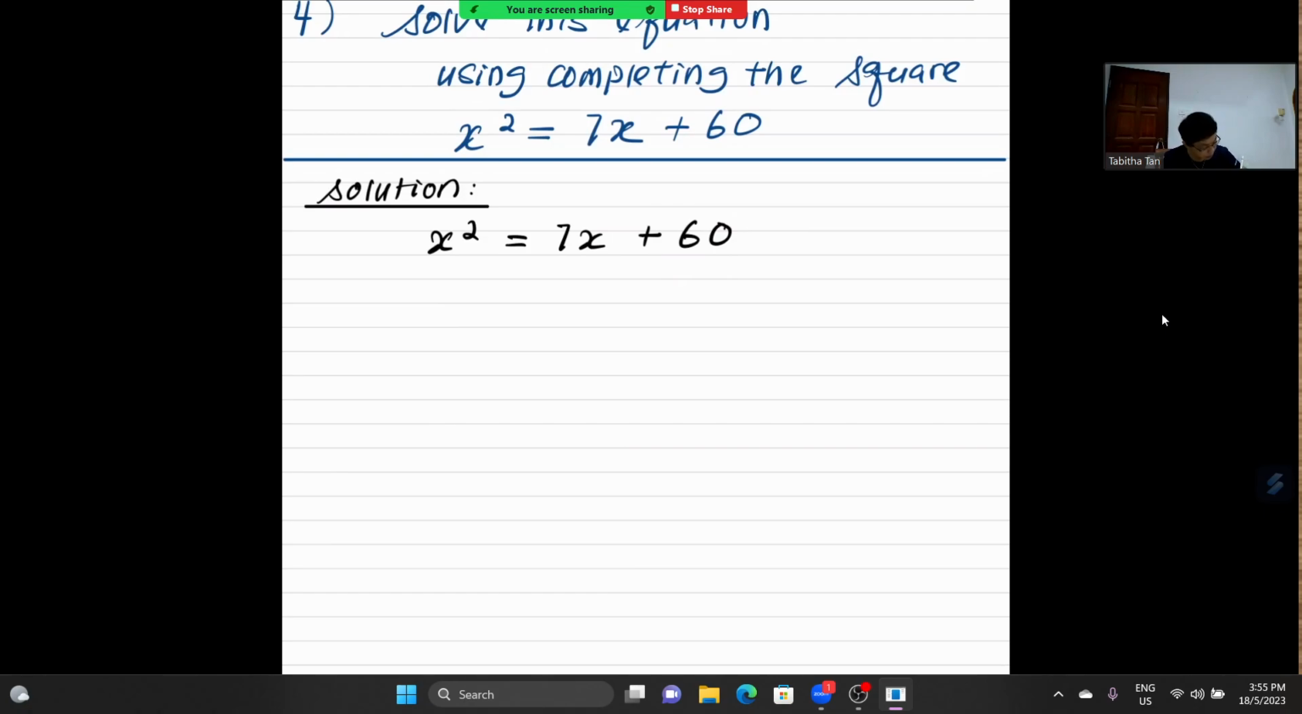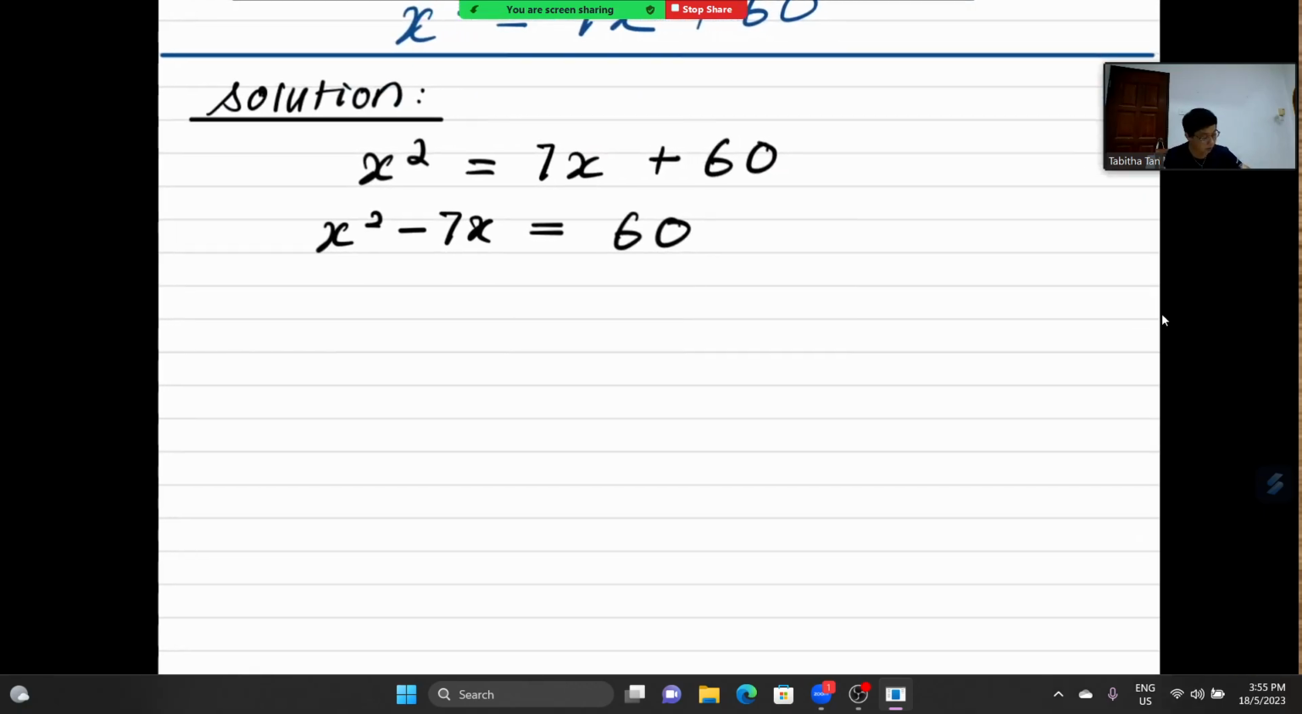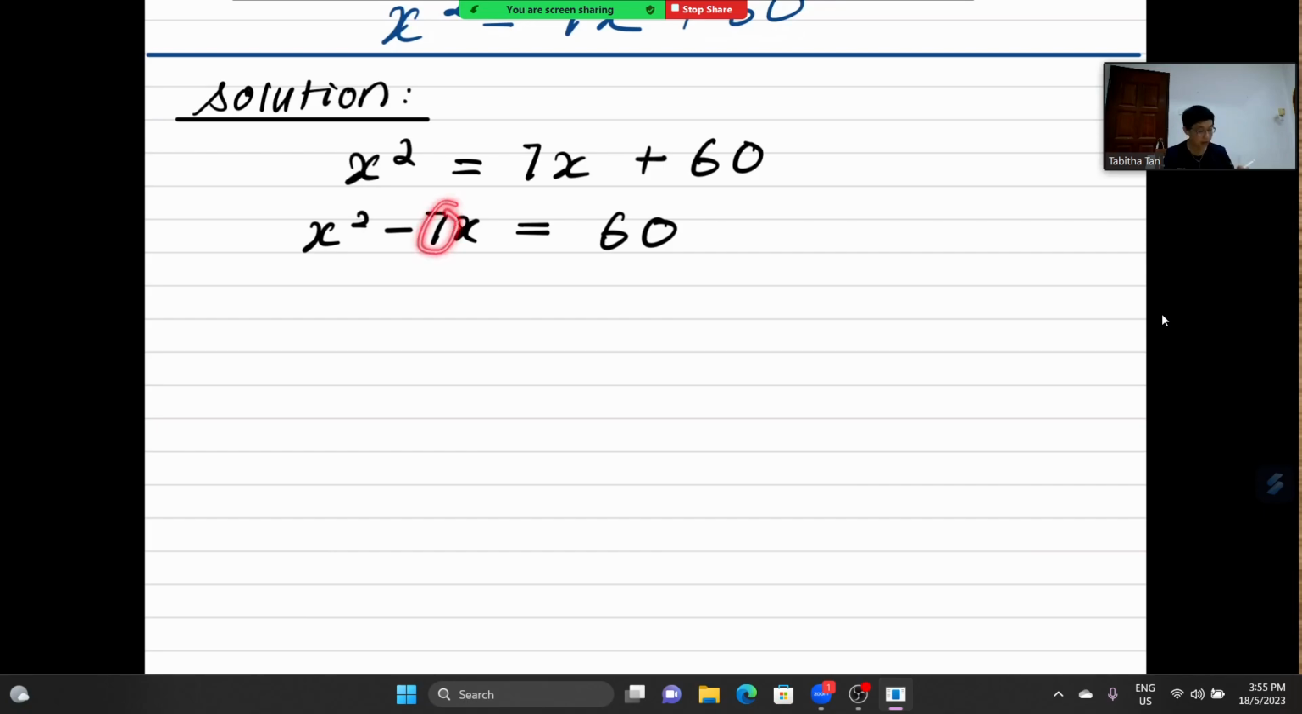And the 7x, which is the b term, we're going to minus both sides so that it comes to the left hand side. Okay, and let's now take the b. What is the b in this term? Negative 7. And we will just take the 7 divided by 2 and square it up. Alright, so let's go on.